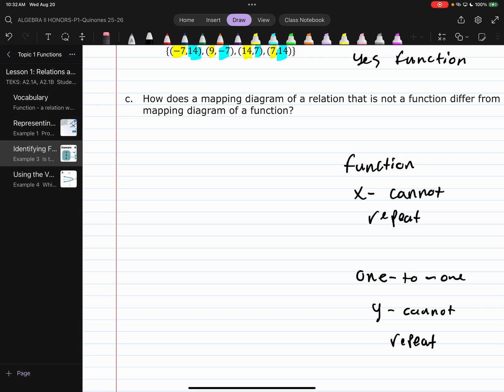What's up? Very good question. If it's not a function, then we can't even say it's a one-to-one function. So it has to meet the first condition. It has to be a function. If it is a function, then the question is, is it a one-to-one function? Good question. Anyone else?